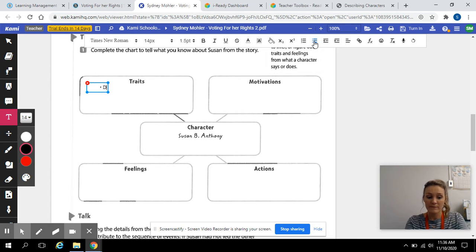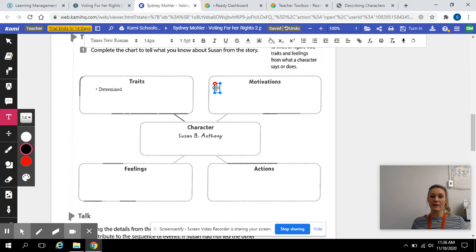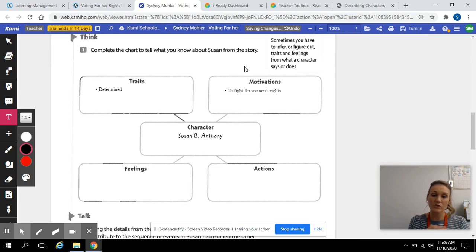Okay, I can describe Susan B. Anthony as being determined. She set out to do what she wanted to do. She didn't let anything stop her. A motivation would be, what did she want to do? What did she feel was right to do? And the one thing that I'm going to put is that she thought it was important to fight for women's rights. What else did she do? Okay, what was this whole story about? Okay, what was her motivation in this story?